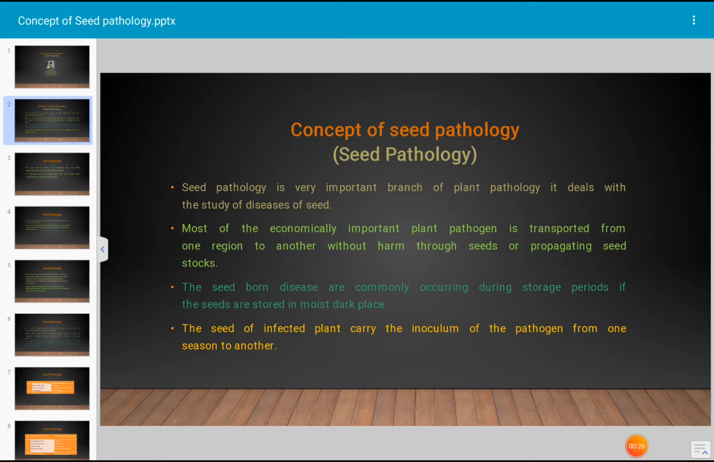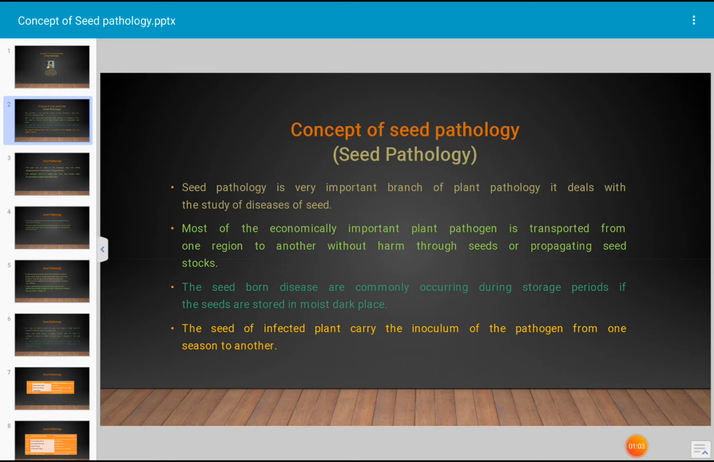Most economically important crop plants are transported from one region to another through the seed, and the pathogens are also transported. The infected plant produces infected seeds, and the seeds are the carrier of the pathogenic organism. Therefore, seeds carry pathogenic organisms from one place to another. Also, propagating materials or seed stalks are responsible for carrying the inoculum potential.